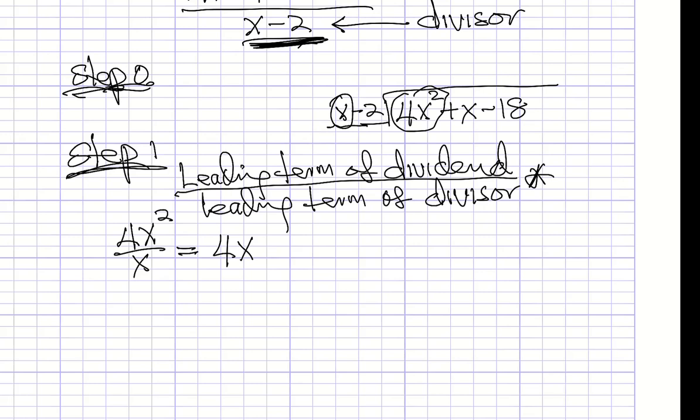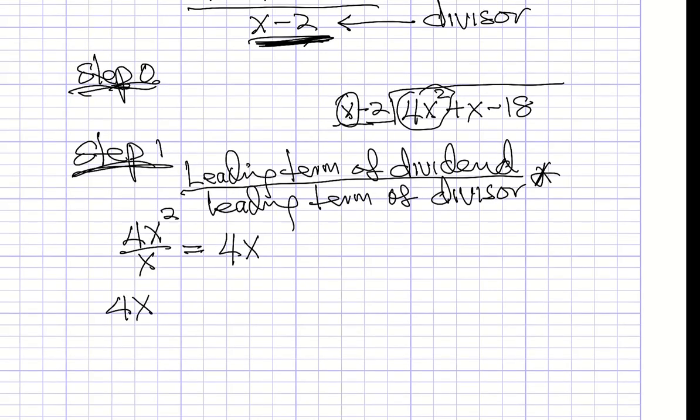This is step 1. So once you get that, do you remember how we did long division? That's the same thing here. Once you get that 4x, you use that to multiply the divisor, which is just, give me a minute.